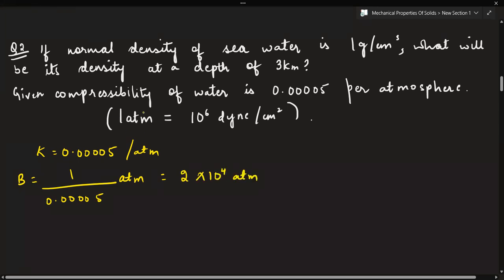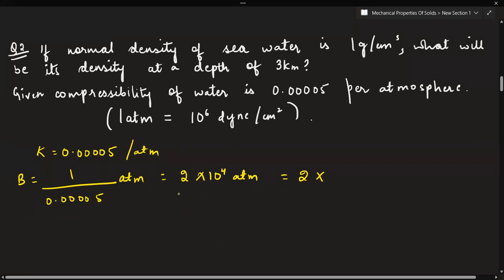Now see, 1 ATM is equal to 10 to the power 6 dyne per centimeter square. So bulk modulus is 2 into 10 to the power 4. If 1 is this much, then this much would be this multiplied.